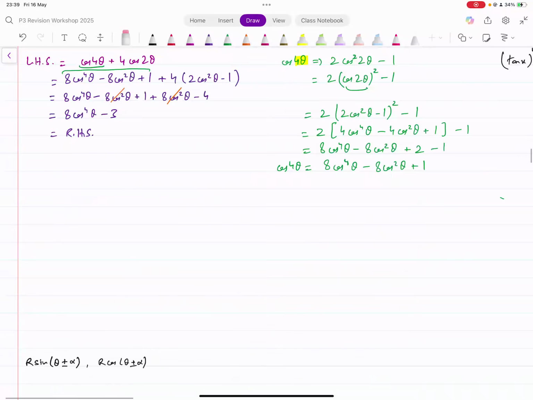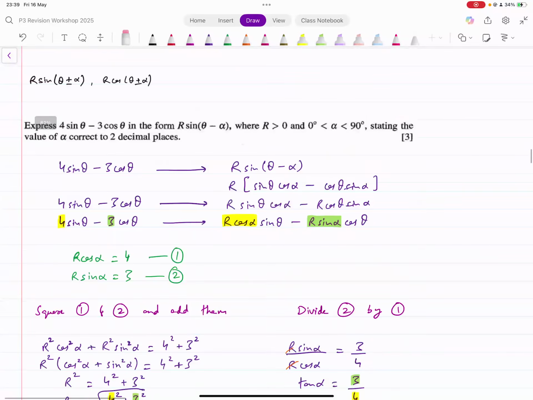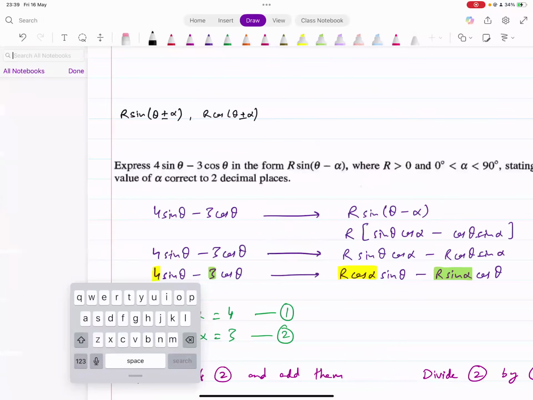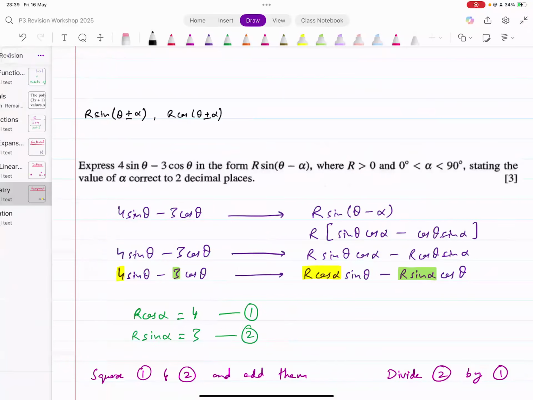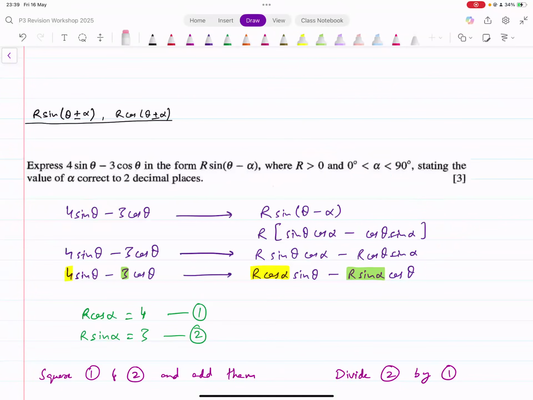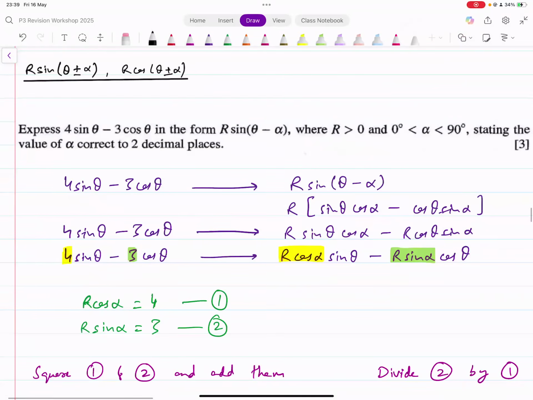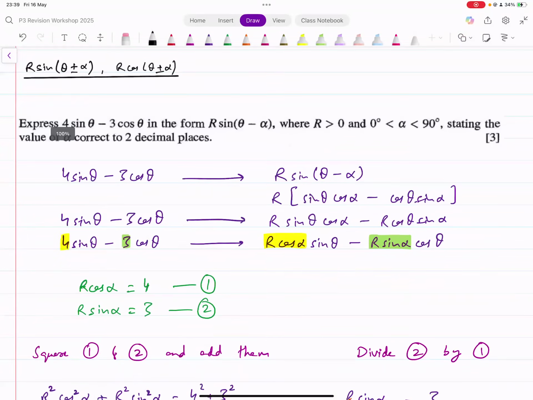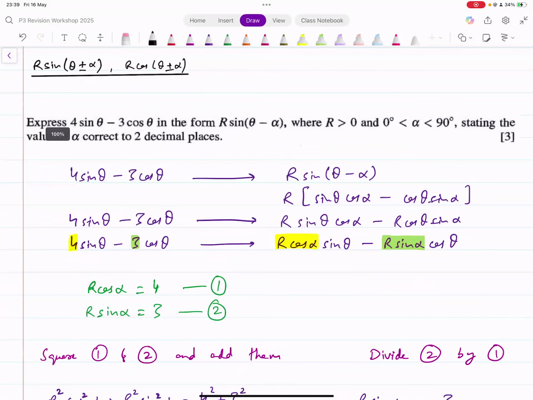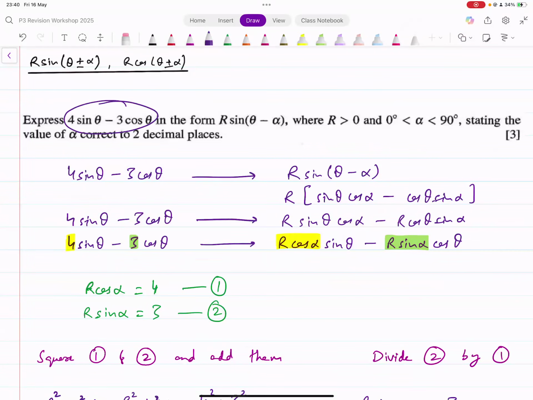Okay. Now, this is another concept that we have here, and that is that they ask you to convert expressions to a form like this: r sine theta plus alpha, r sine theta minus alpha, r cos theta plus alpha, r cos theta minus alpha. Now, how would this work? For example, you have this expression 4 sine theta minus 3 cos theta, that's identical to r sine of theta minus alpha.